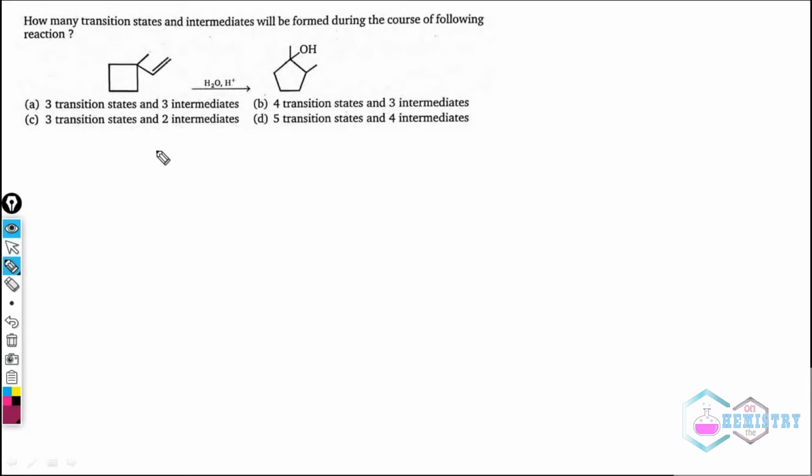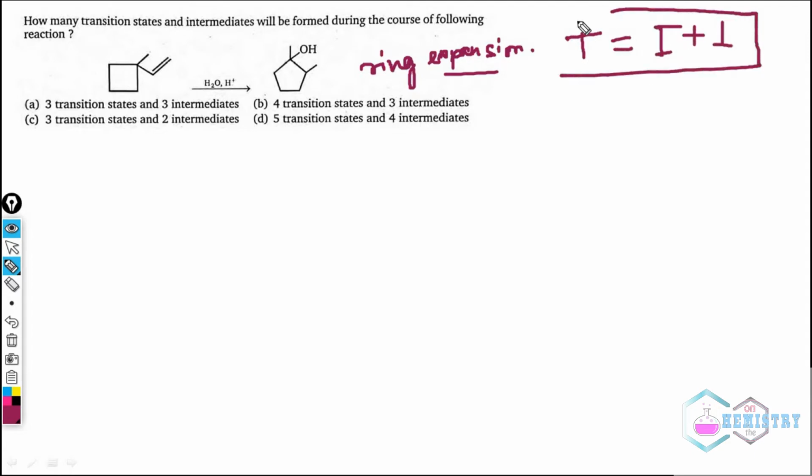It is clear, it is also evident that this is a 4-member ring and this is a 5-member ring, so obviously it is also a ring expansion like we have done previously. It is asked a little bit differently: how many transition states and how many intermediates will form while this compound gets transformed into this one. We just have to do the mechanism and find out the number of intermediates, and just remember the number of transition states is always the number of intermediates plus 1.